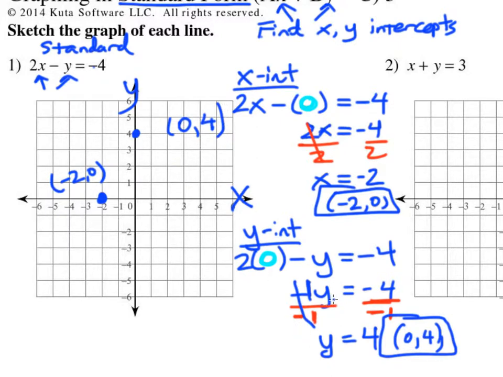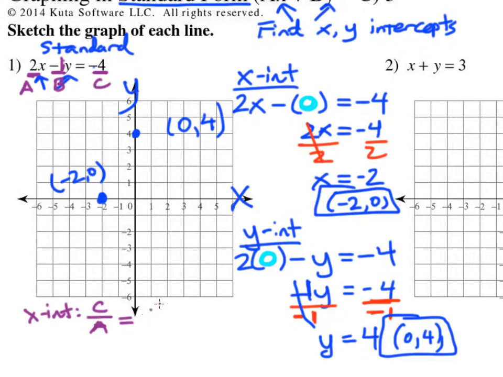Okay. Now, just to double check, let me do the other method for you as well. The shortcut method, do it down here. To find the x-intercept, all you have to do is label our A, B, and C. A is a 2, B is a negative 1, and C is a negative 4. And what we learned is the shortcut: just take C over A to find your x-intercept. C over A.